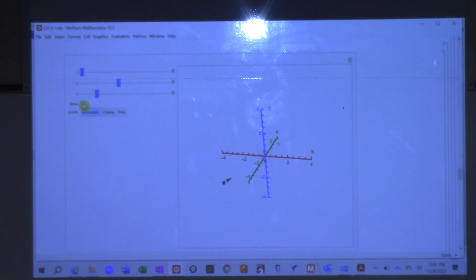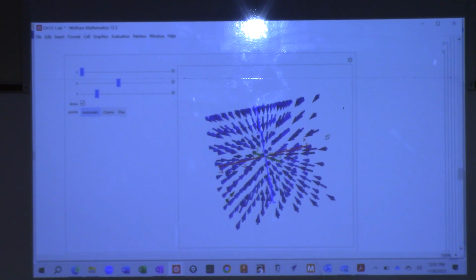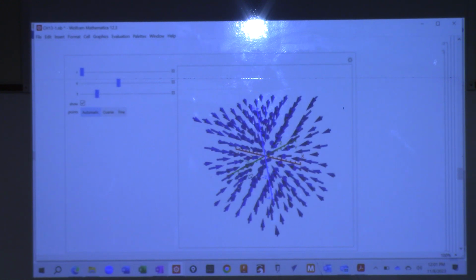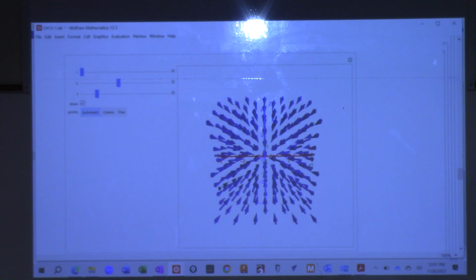Now, if I show you the whole field, there it is, right? Everything's pointing back. And it's constant, meaning all those vectors have the same length because you're dividing it by its own length. And so that would be a constant gravitational force.